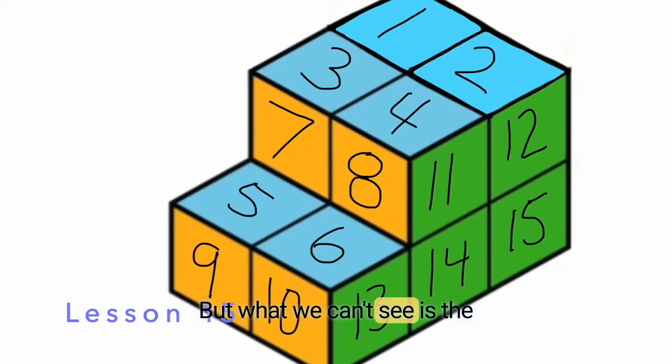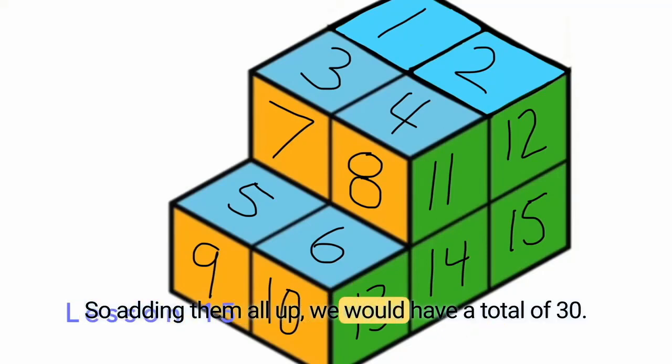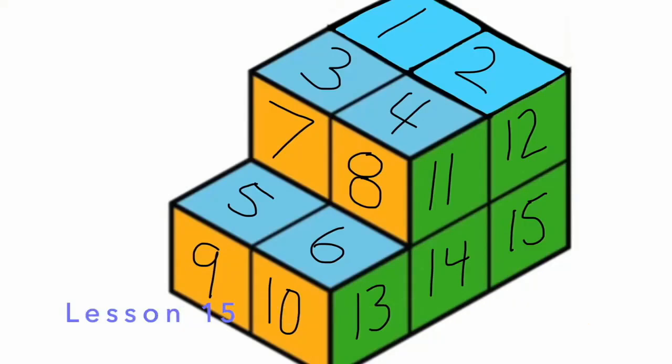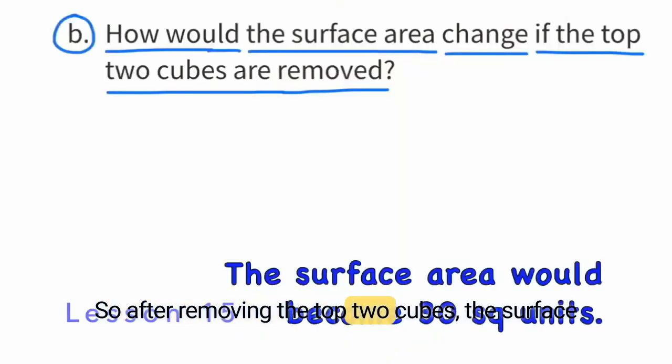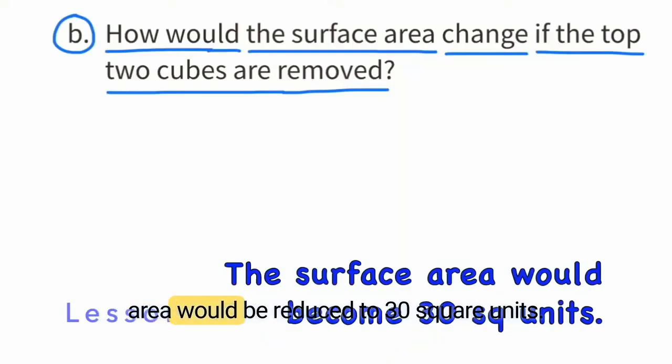But what we can't see is the bottom, the back, and the left side. And those would also total 15. So adding them all up, we would have a total of 30. So after removing the top 2 cubes, the surface area would be reduced to 30 square units.